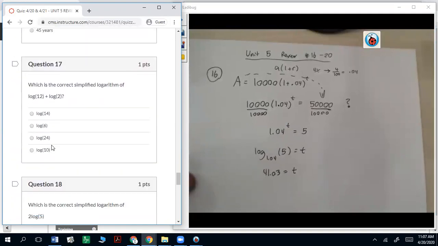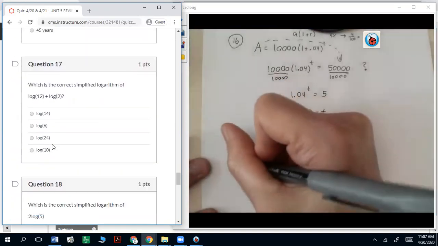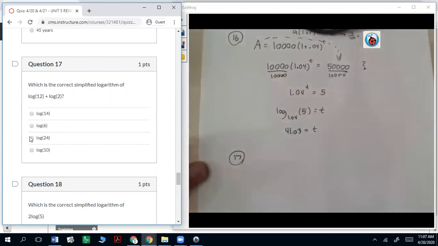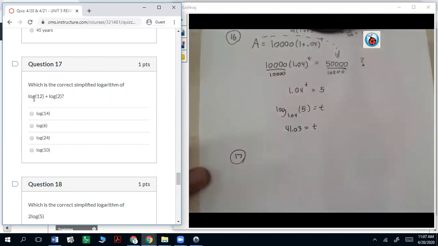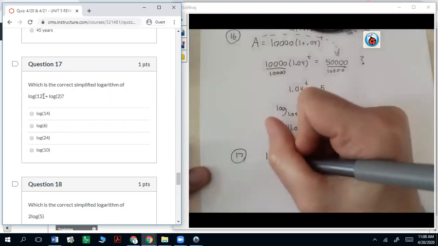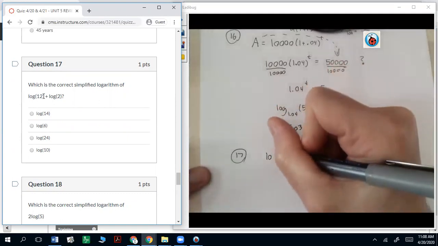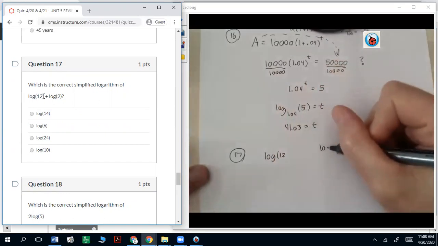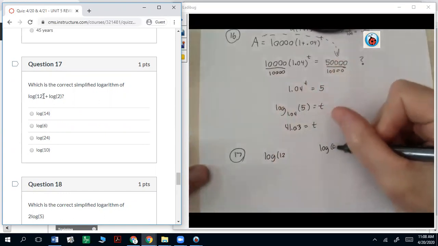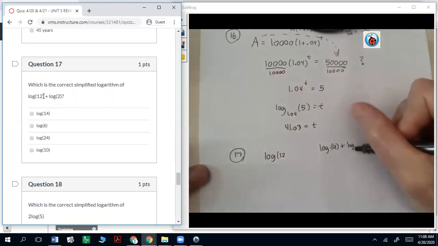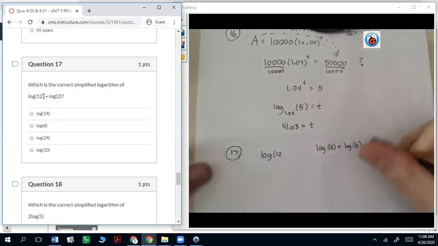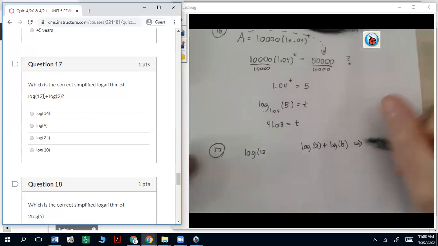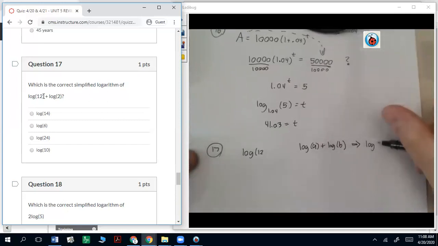All right, last 4 questions. What's the correct simplified logarithm of log of 12 plus log of 2? Well, let's remember what rule that was. So when it's addition, well, let's go back to the properties. So the product property is coming from addition. So that would be log of A times B.